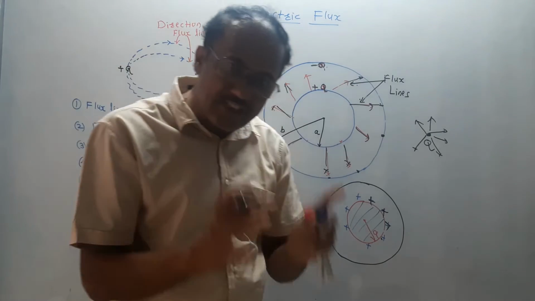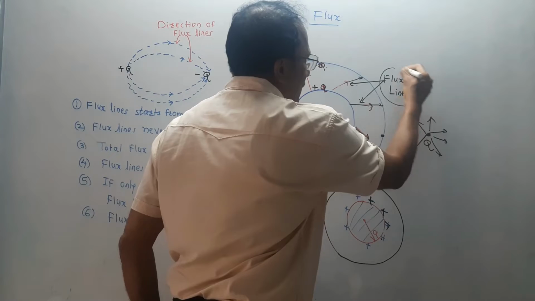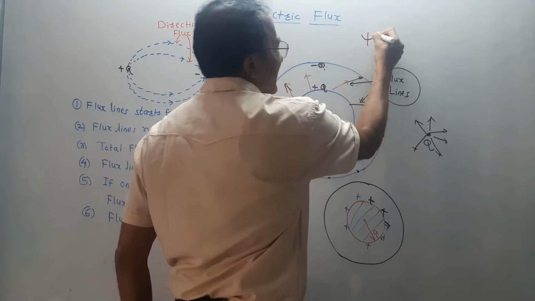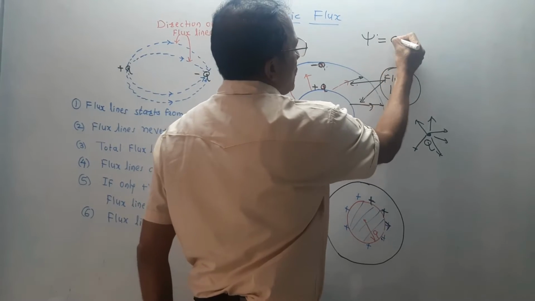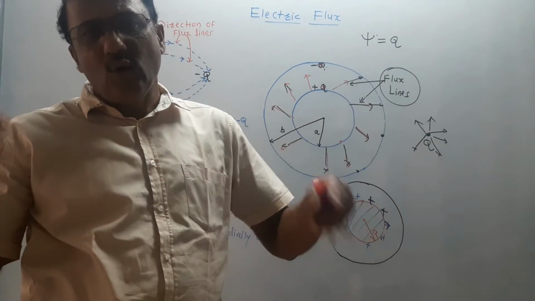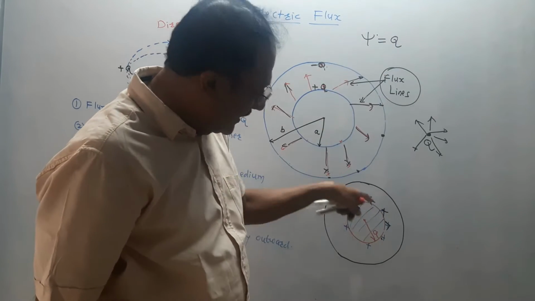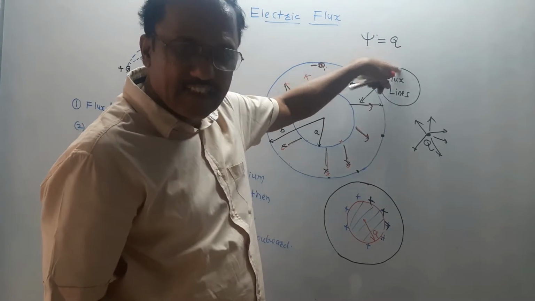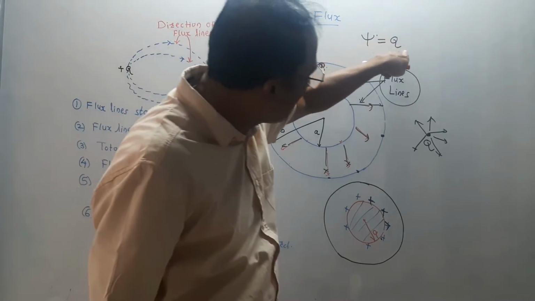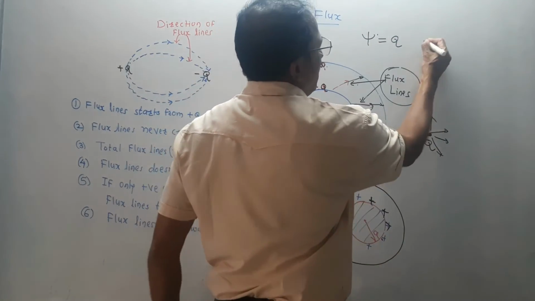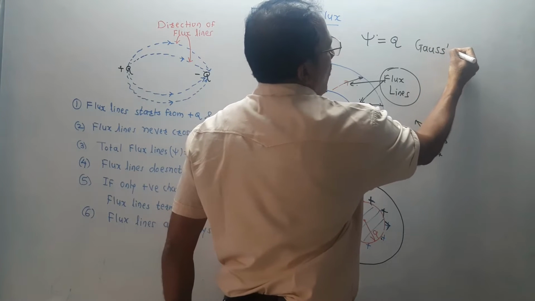So such energy lines are called flux lines. Notation is psi. Mathematically, we can write this as psi is equal to Q. Ideally, if there are no losses in the system, whatever charge is there on the inner sphere initially, the same charge gets transferred with the help of these flux lines or energy lines. So psi is equal to Q. For your information, this statement is also called Gauss law.